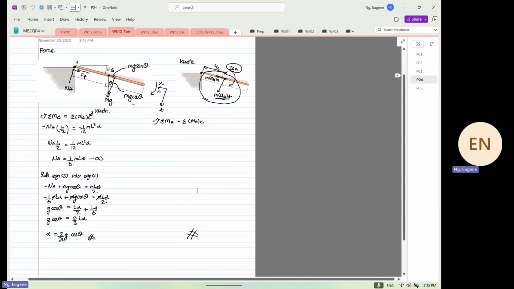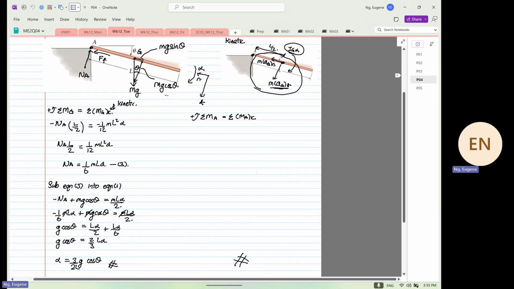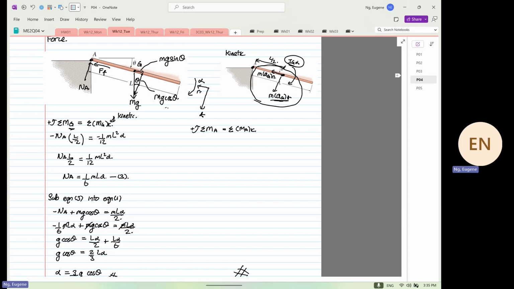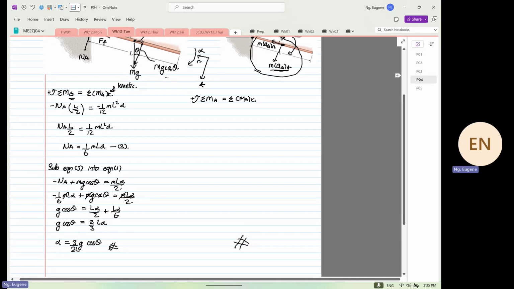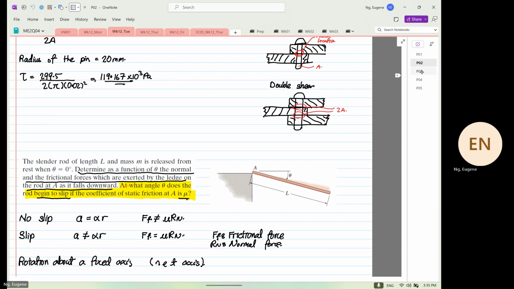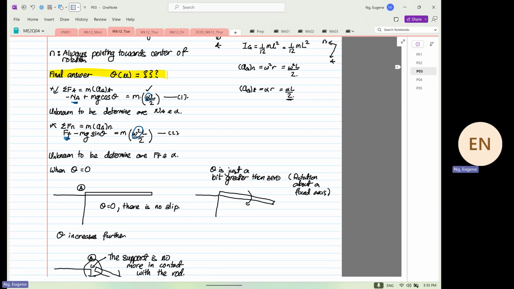We form the moment equation. Okay, so we started forming the moment now. The first one that we did over here, we formed the moment at the center of gravity, point G. And then we found what our alpha is. Okay, we have determined our alpha. So if we go to our previous page, over here, now we know alpha. We already know alpha in equation number 1.